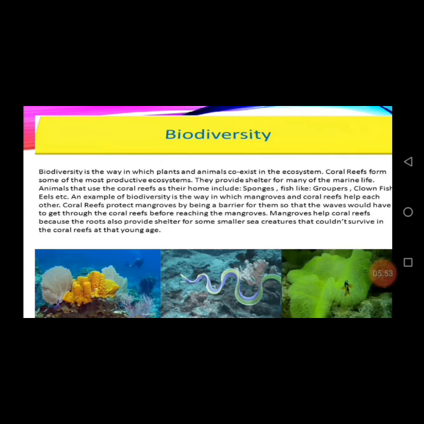That's to say they coexist, they interact, they share common trends in the environment. Coral reefs protect mangroves by being a barrier for them so that the waves would have to get through the coral reefs before reaching the mangroves. Mangroves help coral reefs because the roots also provide shelter for some small sea creatures that couldn't survive in the coral reefs at that young age. Now you could find some small sea animals perching around the roots of the mangrove.